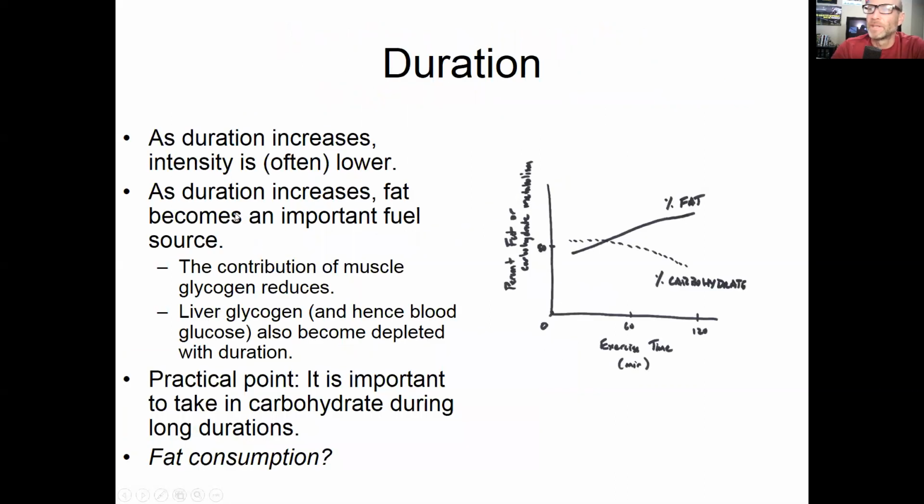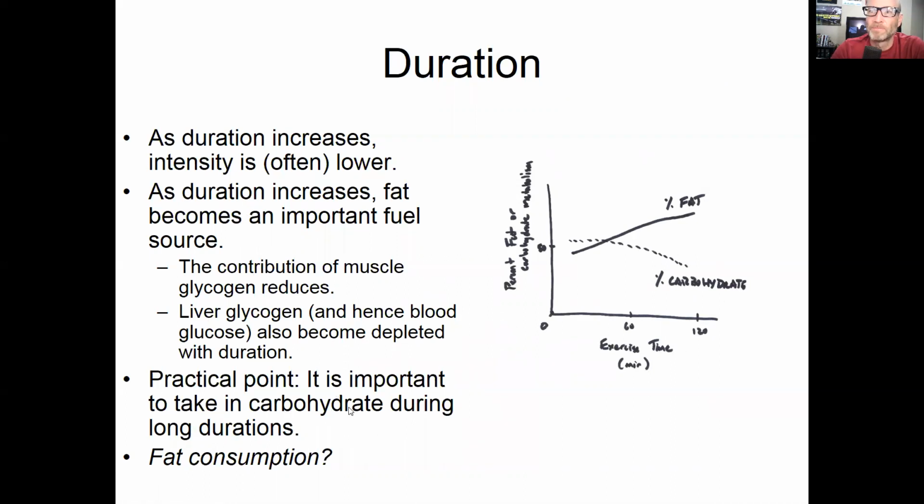As duration increases, the intensity of exercise will go lower. Fat becomes a more important fuel source, and the contribution of muscle glycogen reduces. Liver glycogen, and hence blood glucose, will also become depleted with duration, which again highlights the importance of fat as a fuel or of taking in carbohydrate during the course of exercise.